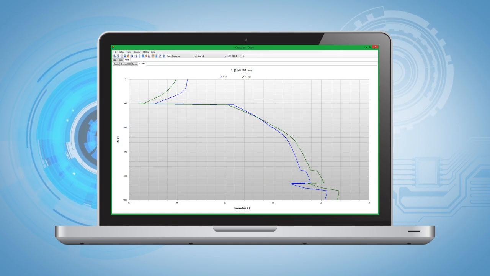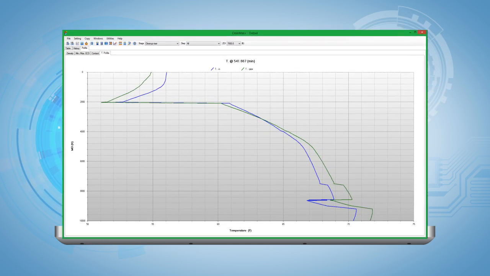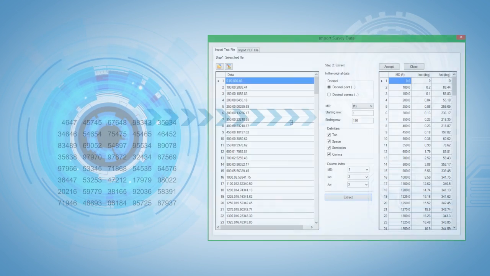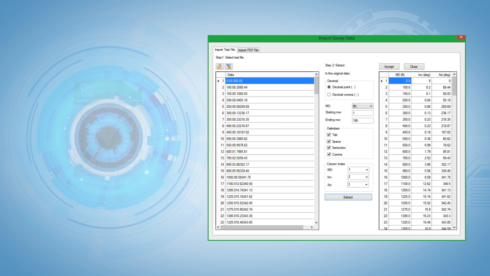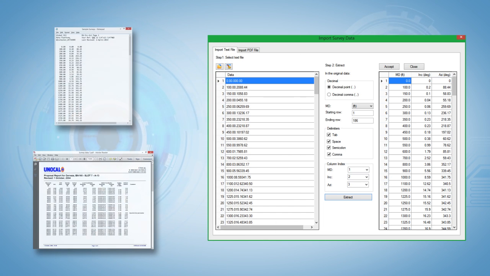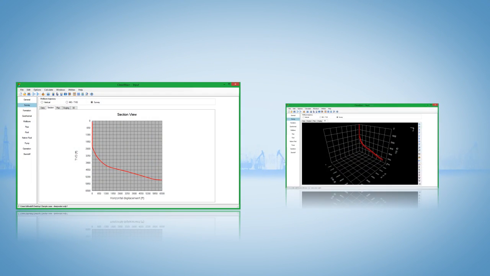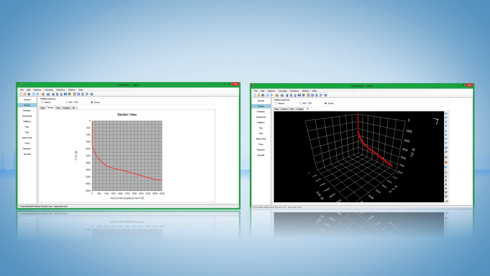CleanMax is equipped with many advanced features. It can predict circulating temperature and take into account the effects of pressure and temperature dependent on fluid density and rheology. Survey data can be manually entered, copied and pasted from a spreadsheet, and imported from text or PDF files. 2D or 3D well paths can be displayed.